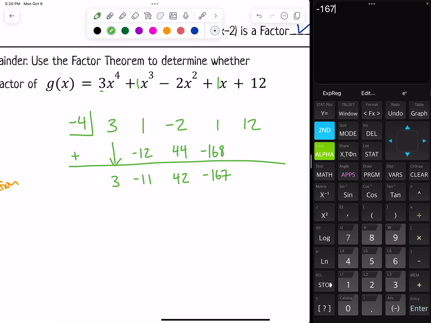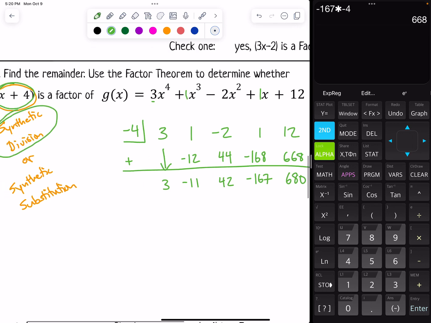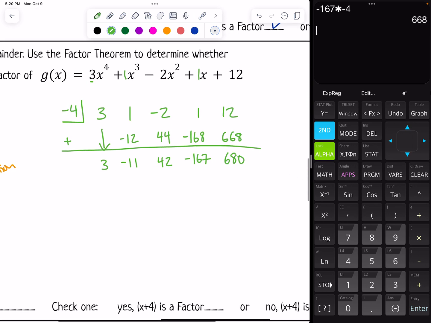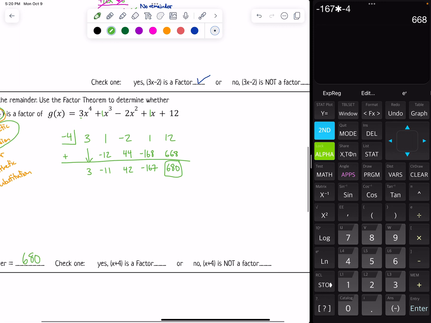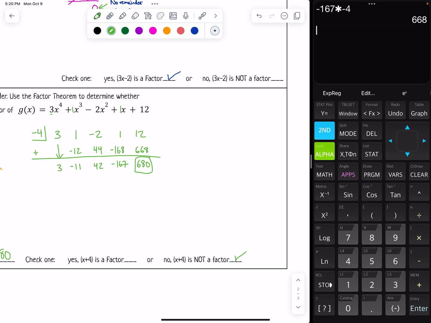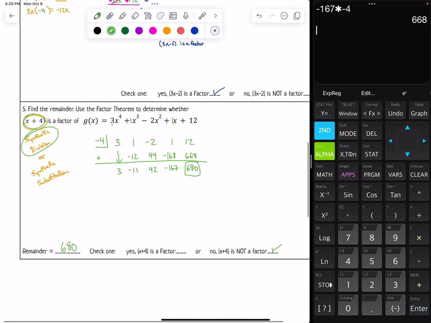So negative 167 times negative 4 is 668. And then plus 12, we get 680. So we're just trying to find the remainder. So the remainder is 680. So make sure to put that in that blank. And check 1, this would be a no because we have a remainder. It is not a factor.